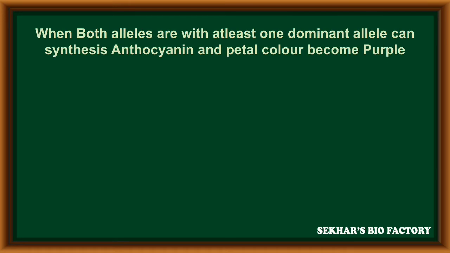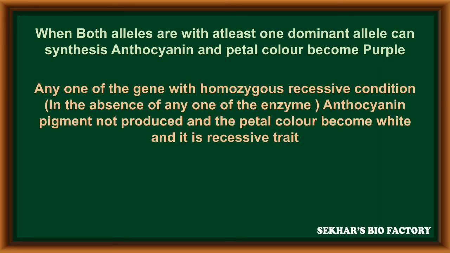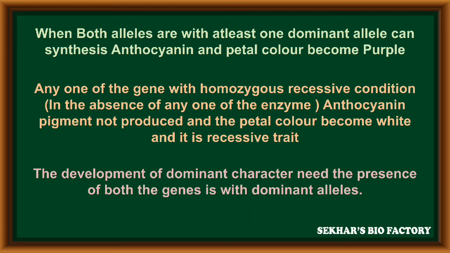When both genes have at least one dominant allele, anthocyanin can be synthesized and the petal color becomes purple. It is a dominant trait. If either gene is in the homozygous recessive condition, that means in the absence of an enzyme, anthocyanin pigments are not produced. At this time the petal color becomes white. It is a recessive trait. That means the development of the dominant character needs the presence of both genes with a dominant allele. That nature is called complementary gene interaction.